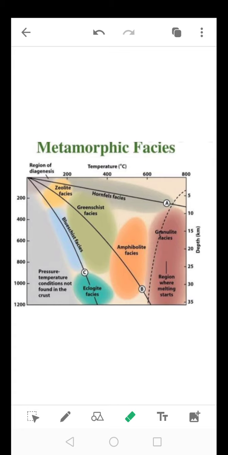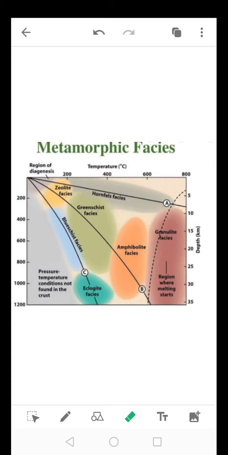I created this video to take you through metamorphic facies. During the course of my academic studies, I realized that most geologists, or most people who study rocks, tend to find it difficult to understand metamorphic facies.